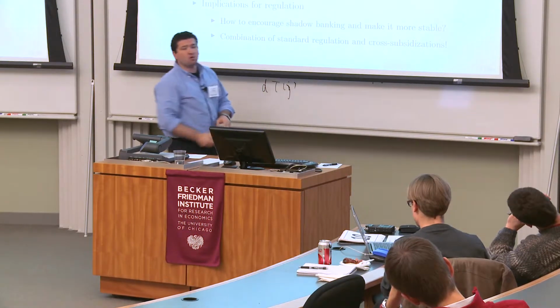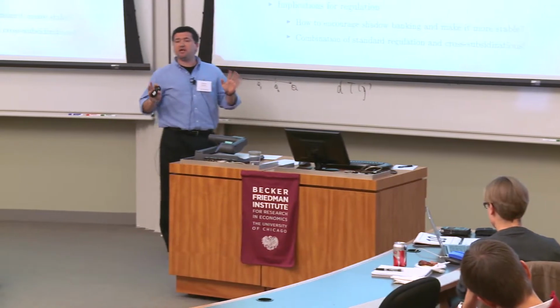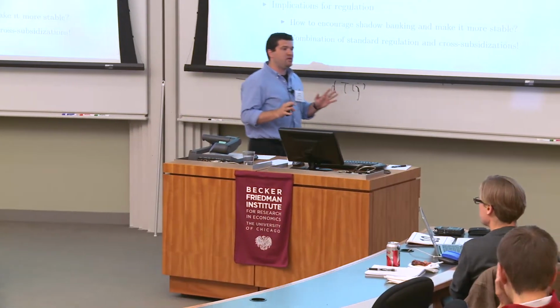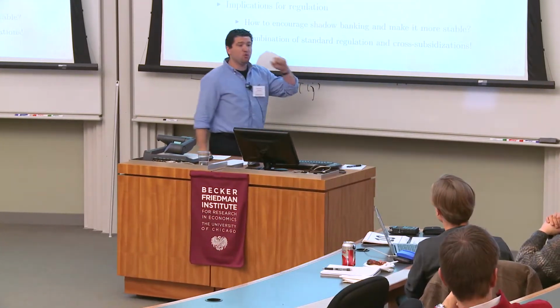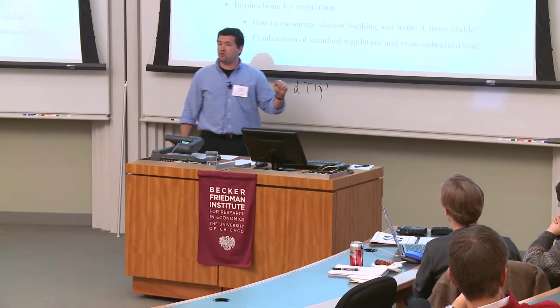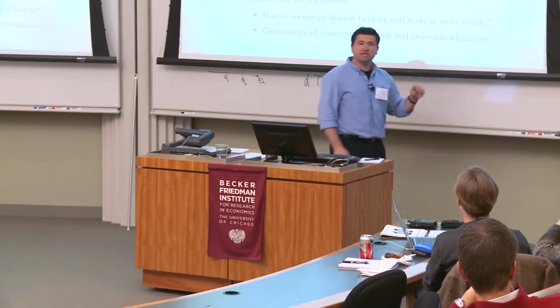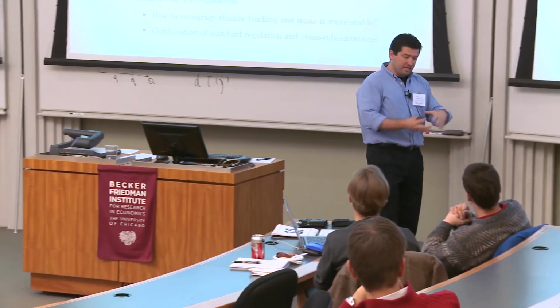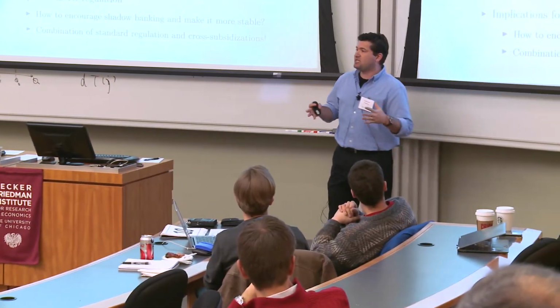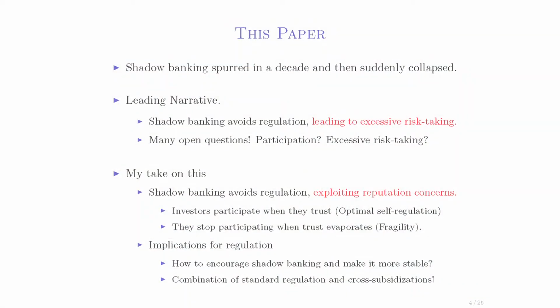All right? So now this has very different and important implications for regulation, because rather than saying we have to eliminate shadow banking altogether, what we have to think is how to make shadow banking, or this system that is based on market discipline, more sustainable, more stable. Okay? So what I'm going to propose, or what I'm going to discuss here, there are many other potential policies that will work, is a combination of the standard regulation and some cross-subsidization across financial intermediaries in the market.